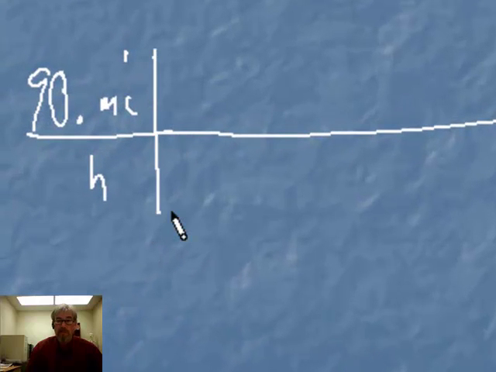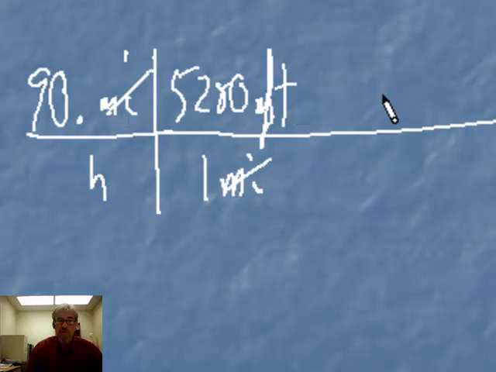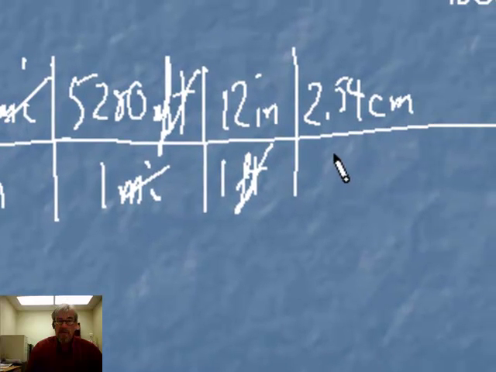Let's work on the numerator first. I want to get miles converted into meters, so I'll start out with this. 5,280 feet is 1 mile. I'm doing this so I can get to inches because I know inches are my way to convert to the metric system through centimeters. So 1 foot is 12 inches. If I stop there, I'd have inches per hour. But 2.54 centimeters is the same thing as 1 inch, so now I've converted into centimeters per hour.